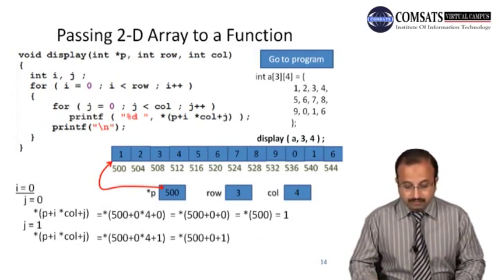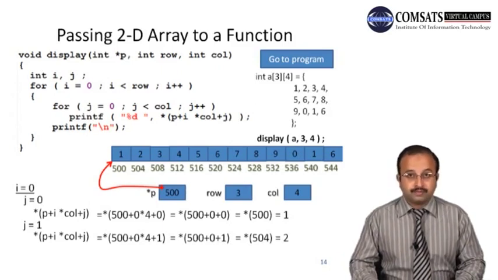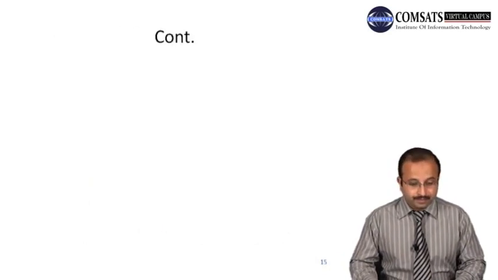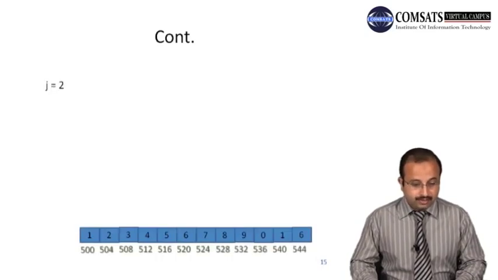So when you add 1, it becomes 504. So the value at address 504 is 2. So 2 will be printed on the screen. So this is an array. Let's continue this process. J becomes 2 now.